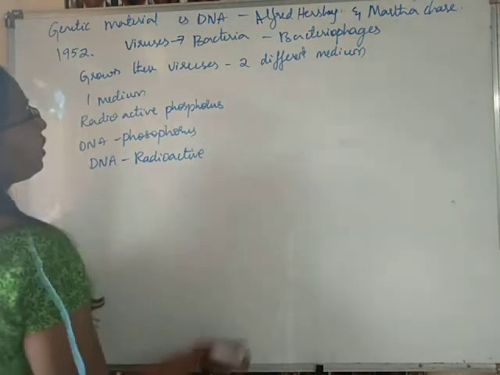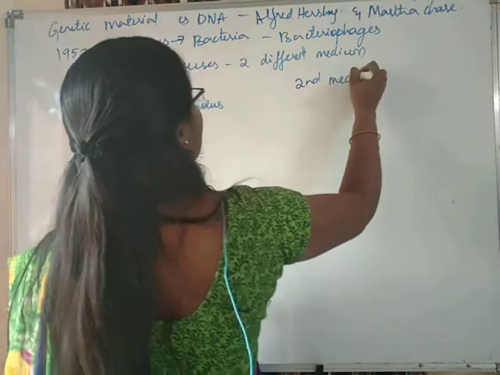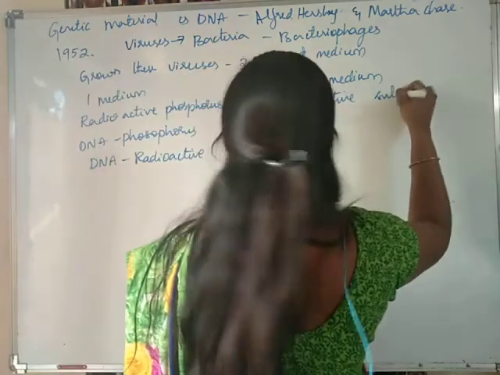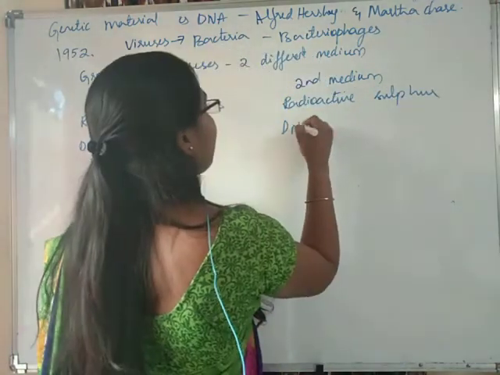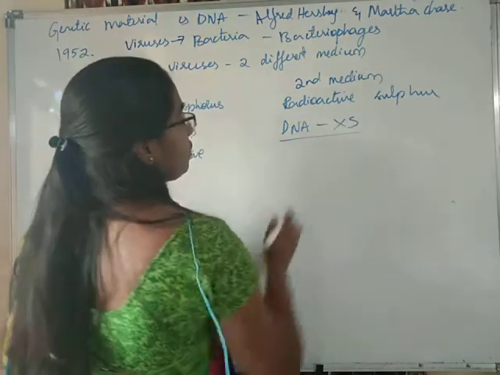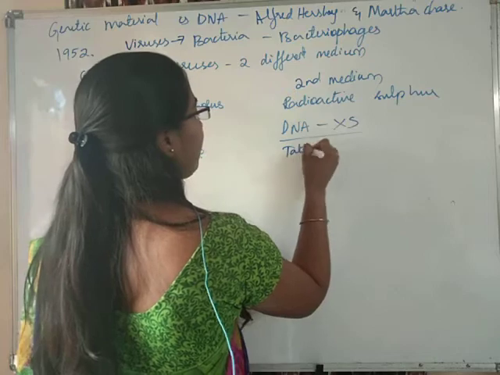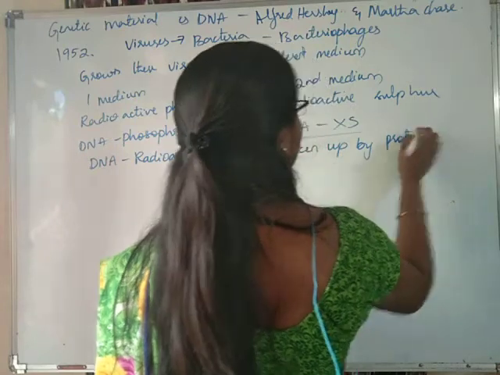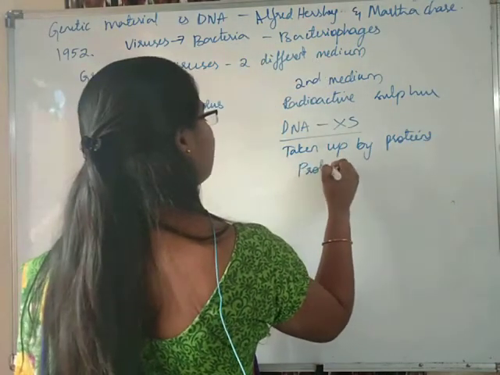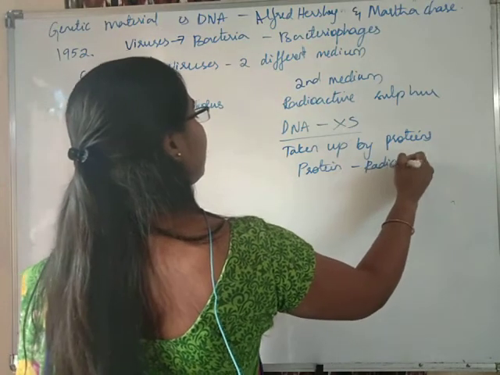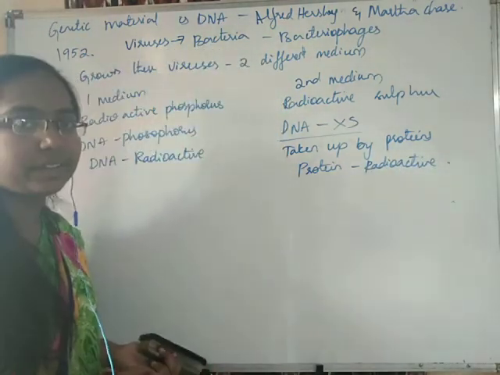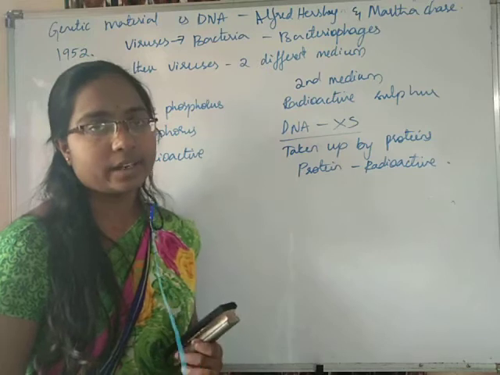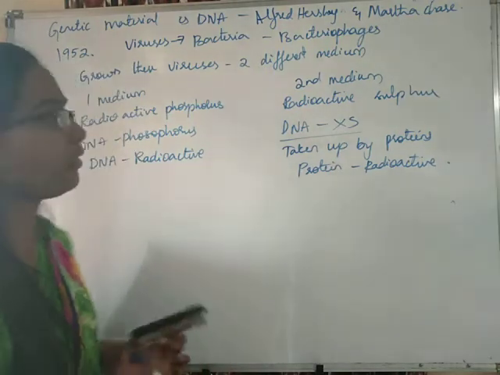DNA is radioactive. In the second medium, they used radioactive sulfur. No sulfur is found in DNA, so this radioactive sulfur is taken up by proteins. In this case, proteins are radioactive. In that way they have prepared two different types of viruses: one type in which DNA is radioactive, and one type in which proteins are radioactive. Let us see what experiments they have done.